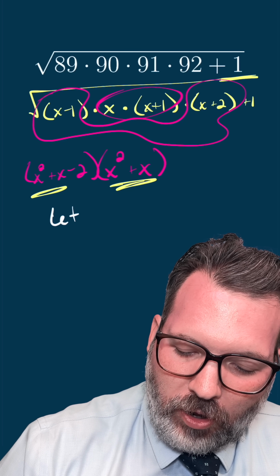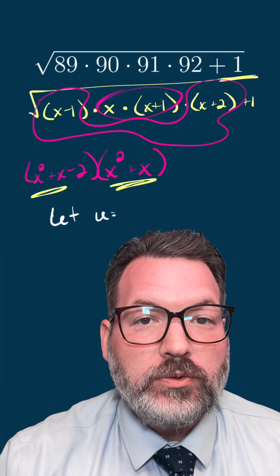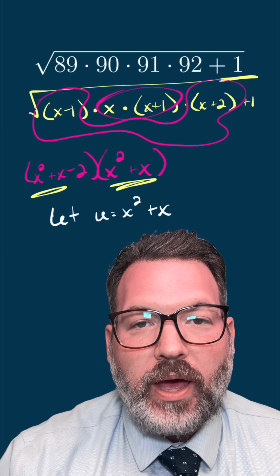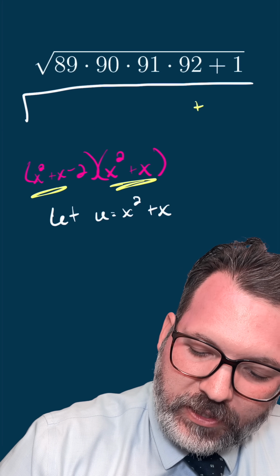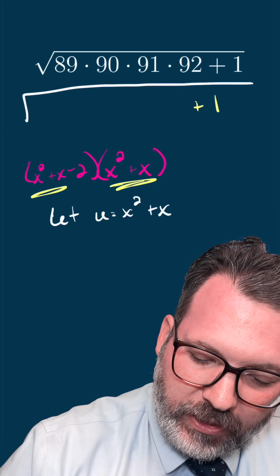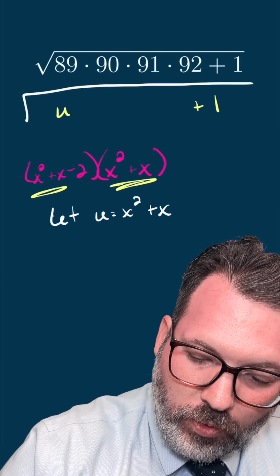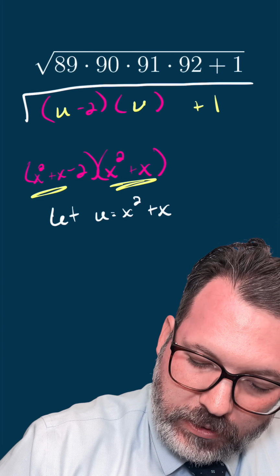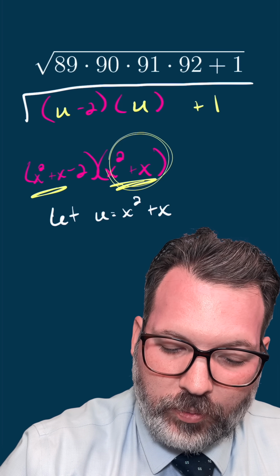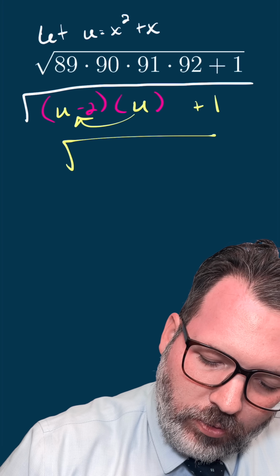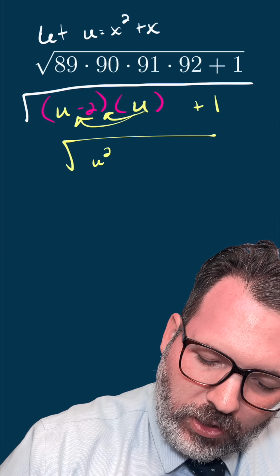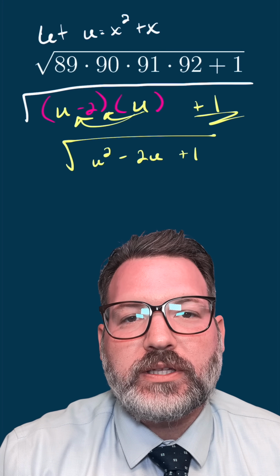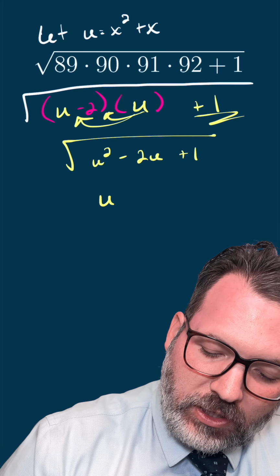So let's actually call that u for just a second. We're going to substitute another variable here. We're going to say u is equal to x squared plus x. This means going back to our original expression, we can say this is the same thing as u minus 2, that's the x squared plus x that we're replacing with u, times u itself, that's the x squared plus x right here. If we distribute the u to the u and the negative 2, we get u squared minus 2u, and again we still have this plus 1 off to the side.